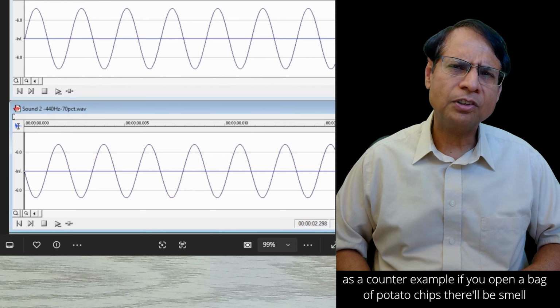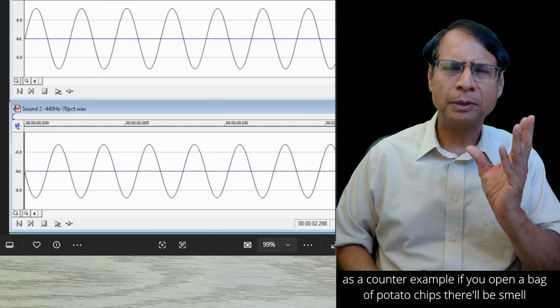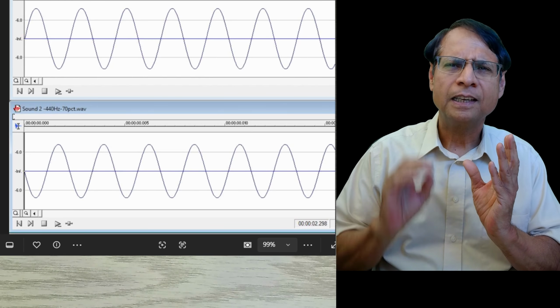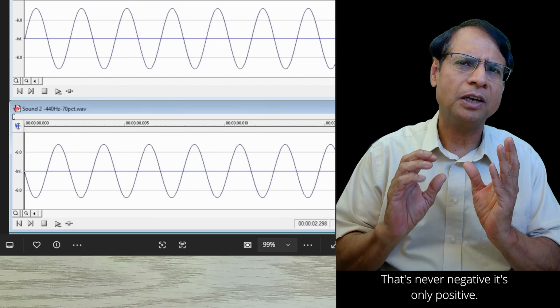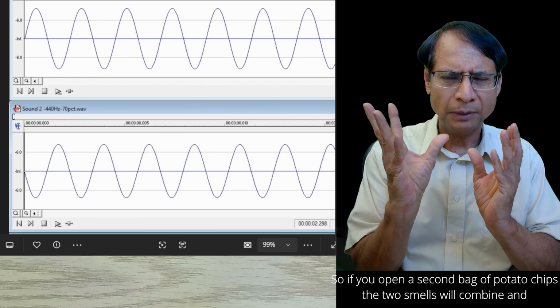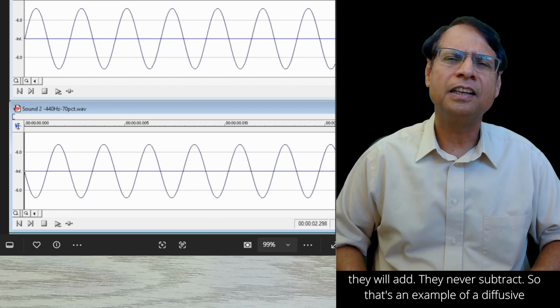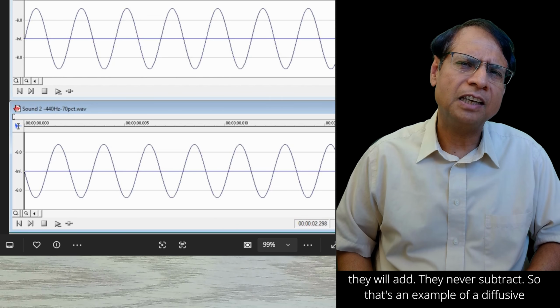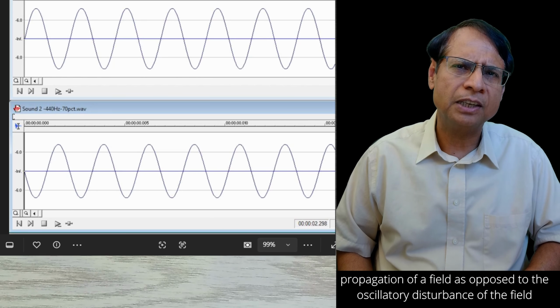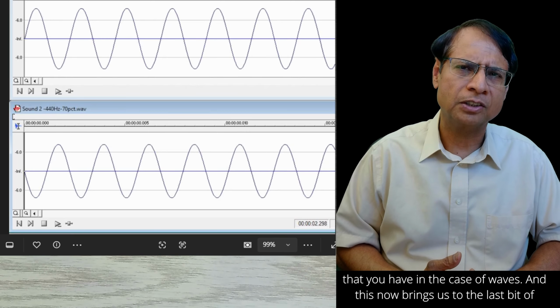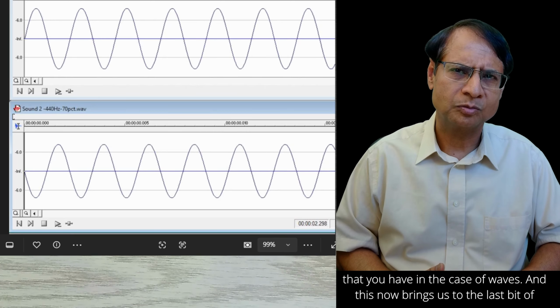As a counter example, if you open a bag of potato chips, there'll be smell from that spreading throughout the room. That's never negative, it's only positive. If you open a second bag of potato chips, the two smells will combine and they will add. They never subtract. So that's an example of a diffusive propagation of a field, as opposed to the oscillatory disturbance of the field that you have in the case of waves.